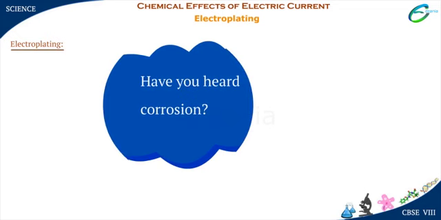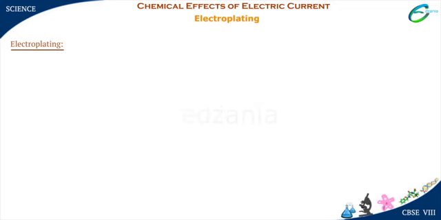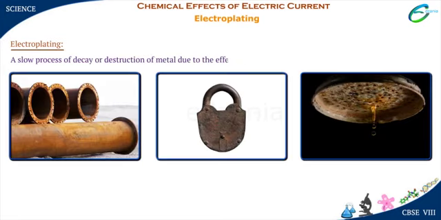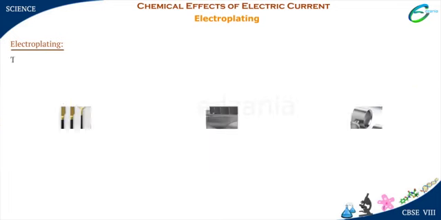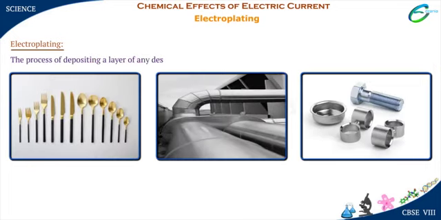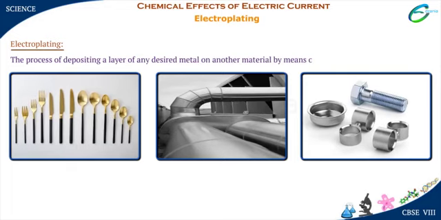Electroplating. Have you heard of corrosion? Corrosion is a slow process of decay or destruction of metal due to the effect of air, moisture, and acids. Preventing corrosion can save money and accidents. In order to prevent corrosion, electroplating is used. Electroplating is a process of coating a metal by another metallic material in an electrochemical bath by using the process of electrolysis.